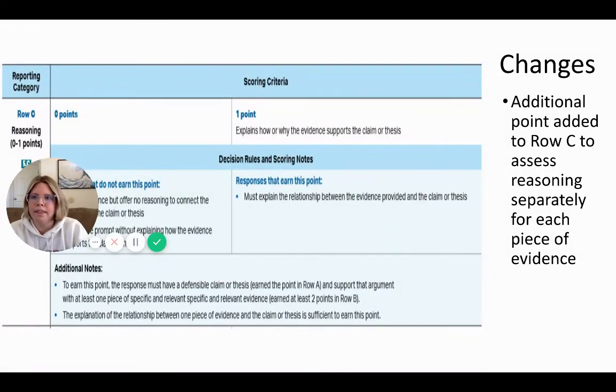All right, the last one is row C, which is the reasoning. They added another point for reasoning. That can be within, these don't have to be separate paragraphs, they can be within, but both you need to explain and connect your thing back to your thesis and then also connect it back to your reasoning, basically. So to earn this point, you must have a defensible claim and then have the evidence that supports it and then explain the relationship between the two. It's really about connecting and explaining that relationship.